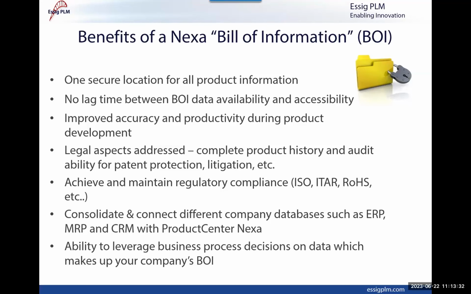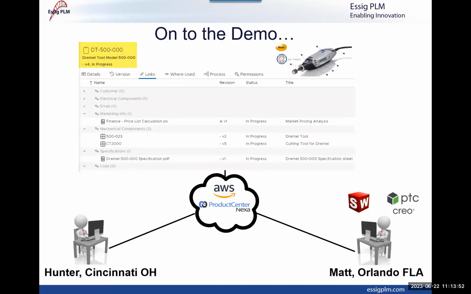And the bill of information is designed to support exactly that. Not just your current and latest, but any point in time. So the design history becomes very, very important when you're talking about bill of information. And of course, the ability to leverage business process decisions, such as workflows and ECRs and ECOs within your company. So on to the demo.